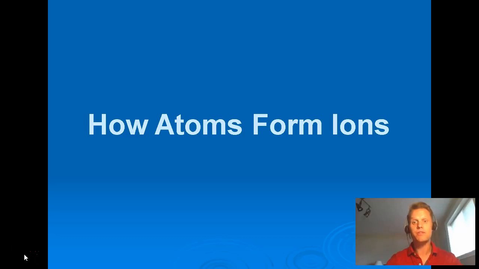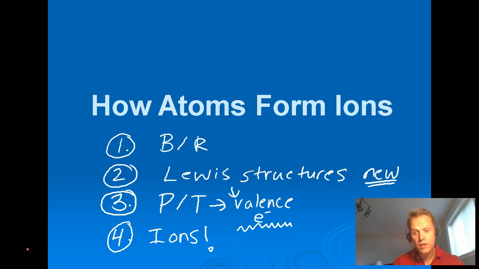Today what we're learning about is how atoms form ions. To do that, we need to know how to do the following. First of all, we have to know how to do Bohr-Rutherfords, which is review. Then we're going to learn how to do something called Lewis structures, which is new. And then we're going to talk about the periodic table again, and Lewis structures and the periodic table as they relate to valence electrons. And finally, we're going to learn about ions.